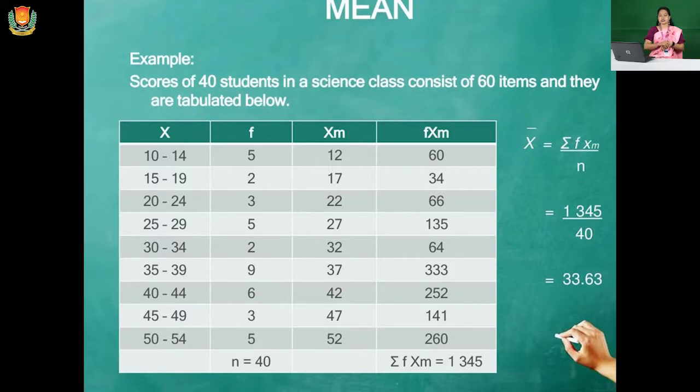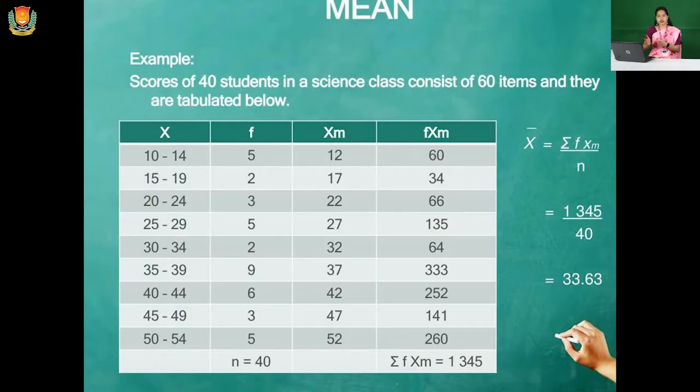Again, I have taken an example where 40 students are going to appear in a science class, with a 60-item test. We have class intervals such as 10 to 14, 15 to 19, 20 to 24, and we have calculated the midpoint and frequency. Then I multiplied the frequency by the midpoint which I calculated.